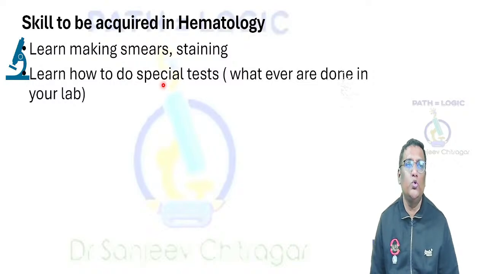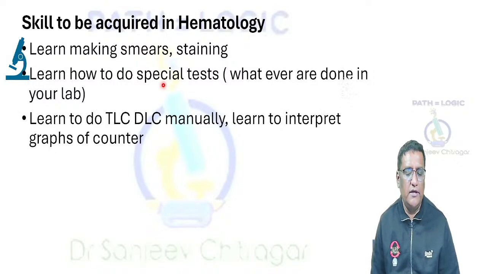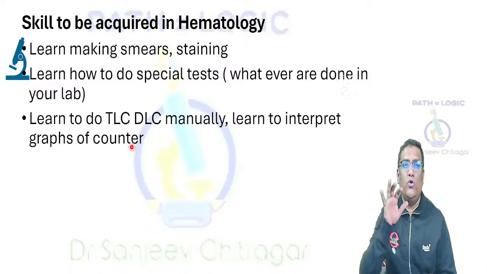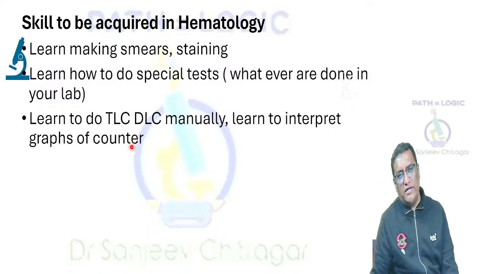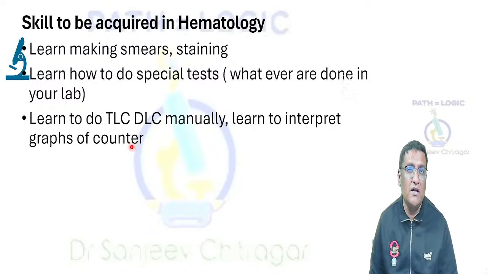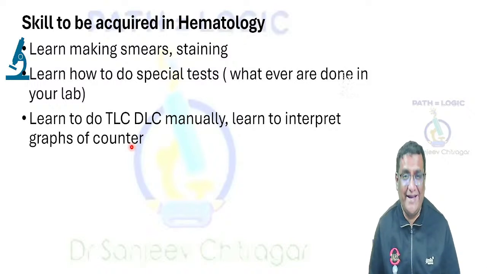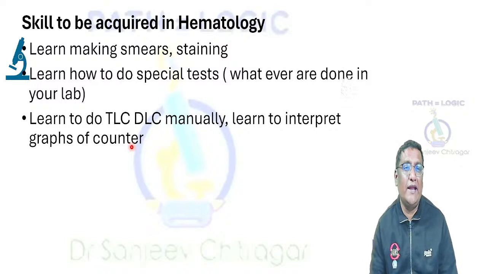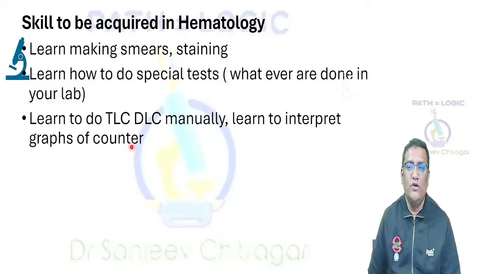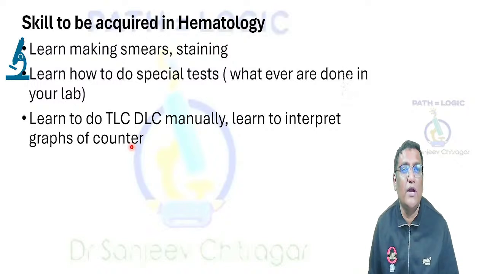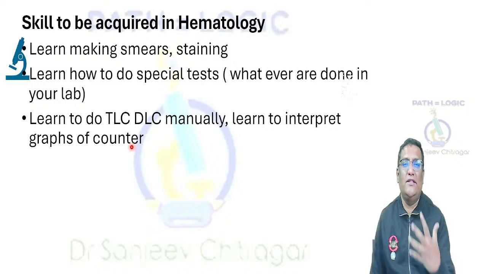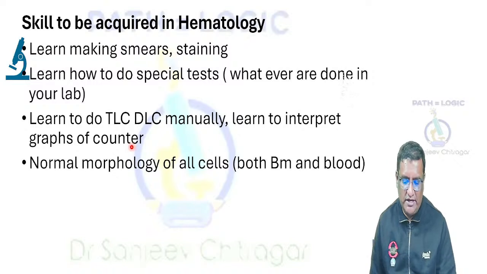So learn to do those special tests, and then learn to do TLC, DLC manually, learn to interpret the graph from the counters, and keep doing that, cross checking yourself from the counter and from the smear. Usually the counter and the smear both will be done always. Keep checking yourself. That is a learning exercise for you. Do not overtly rely only on the machine, though you need not keep checking everything. So in a learning phase, you have to do both. Then you will have your own idea, okay, this is where a machine can go wrong, etc.